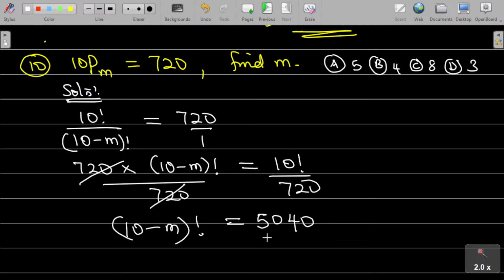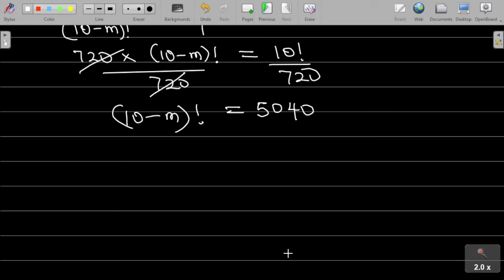So see what you will do there now. You will try to put 5,040 in factorial form and see what it will give. Start doing 1 times 2 times 3 times 4 and keep going, and check the one that will give you 5,040. Do it for me and tell me. 1 times 2 times 3 times 4 times 5 times 6 times 7.